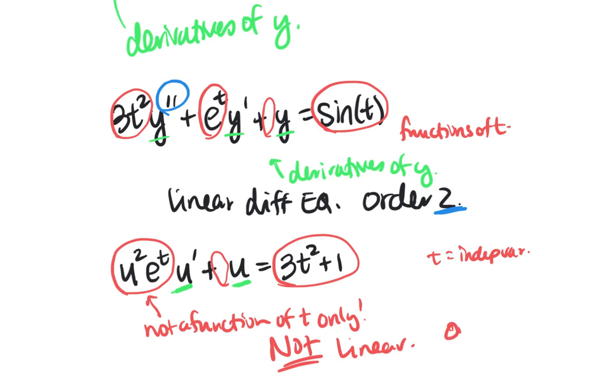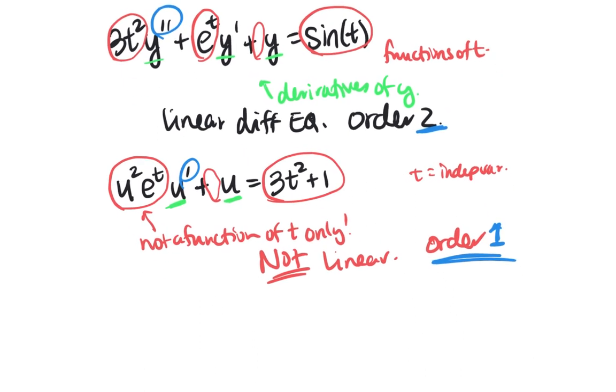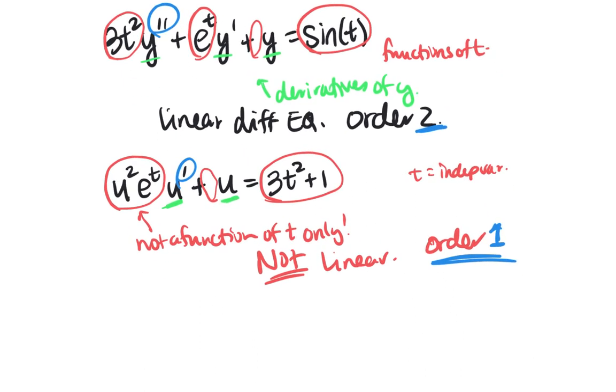But it is of order, I can look for the highest derivative. It's of order 1. So it's a first order differential equation, but it is not linear. Okay. So I think that pretty much gets to it. So you just want to look at those coefficients of those derivatives and see if they're functions of the independent variable only.